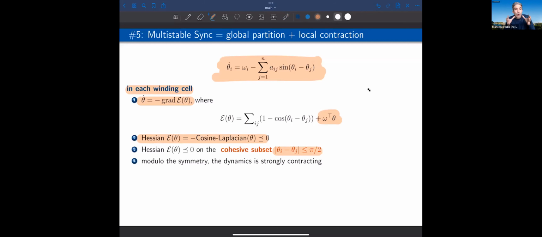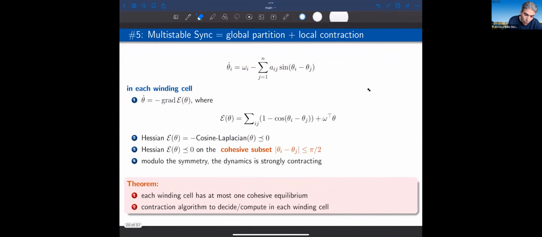And so now you have a strongly contracting vector field on each of these winding cells. I never said, and it's not true, that the cells are forward invariant. So what is true is that if you remain in the cell, there has to be one equilibrium. If there is no equilibrium, from all initial conditions in the cell, you will leave the cell. So this is an at most uniqueness result. On each cell, there is at most one equilibrium with this cohesive property of having angles upper bounded by pi over 2.